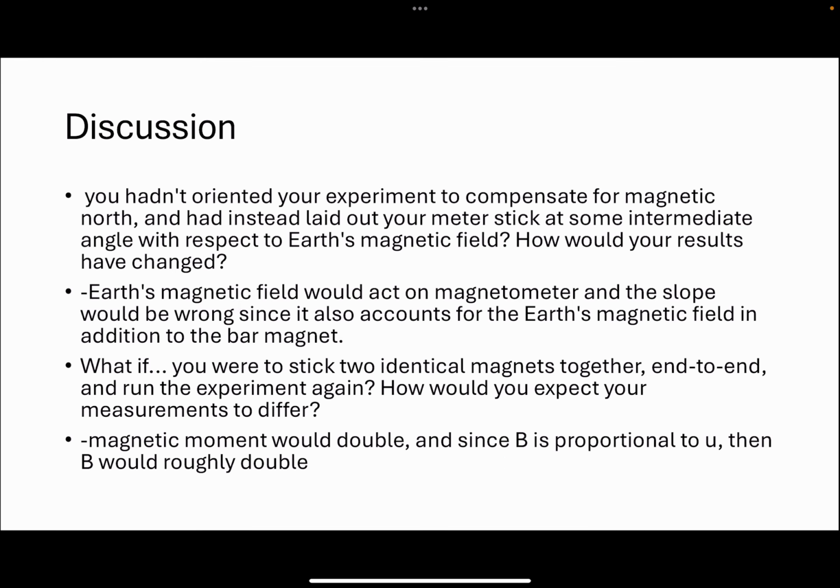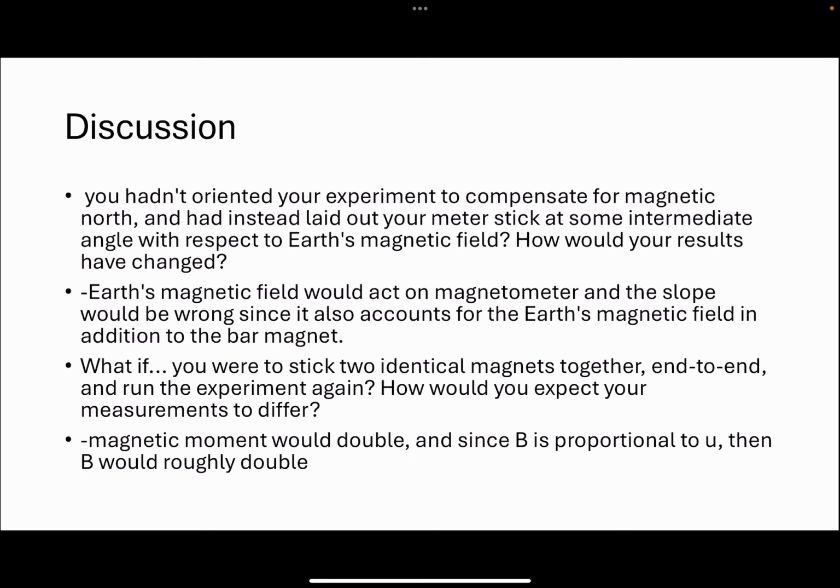And so if we hadn't oriented our experiment or phone to compensate for the magnetic north and south of the magnetic field of the Earth, how would our results change? Well, we wouldn't only be measuring the magnetic field due to the bar magnet, we would also be measuring the magnetic field due to the Earth. And so our results would be off and our magnetic dipole would be wrong.